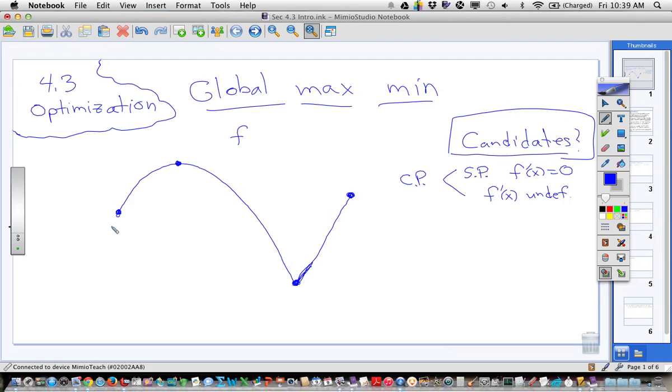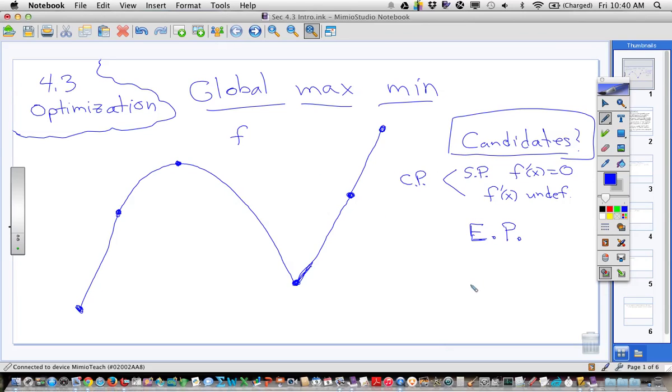And then you guys also said endpoints. That's right. What happens if I extend this down to here? Now my minimum is at an endpoint. Or what happens if I extended this up to here? Now my maximum is at an endpoint. So I've got to check my endpoints. Okay? Now, any function that we look at in a closed interval is going to have both a max and a min. We have a theorem for that, which we'll talk about at the end of chapter 4. But we know there's a max and a min if we have a closed interval. And this is where we will look.